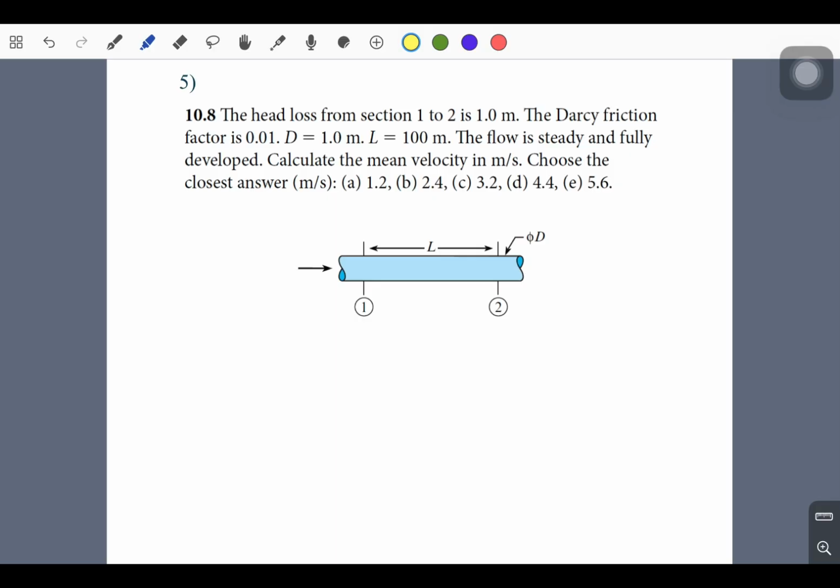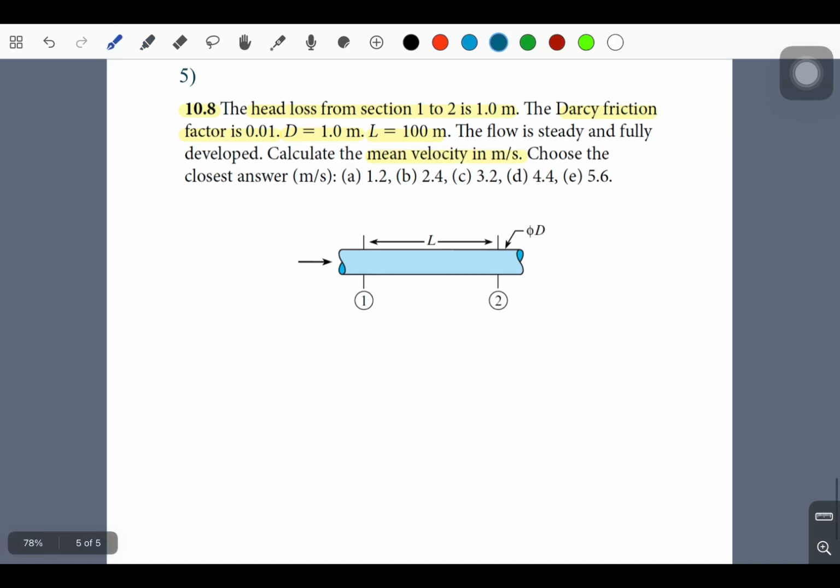So we are at the last question, which is 10.8. And this is in the chapter flowing conduits. So we have a head loss from section 1 to 2 as 1 meter, and the Darcy friction factor is 0.01. The diameter is 1 meter and the length is 100 meters. The flow is steady and fully developed. So we need to calculate the mean velocity in meters per second. And this is actually kind of an introduction to the pipe flows.